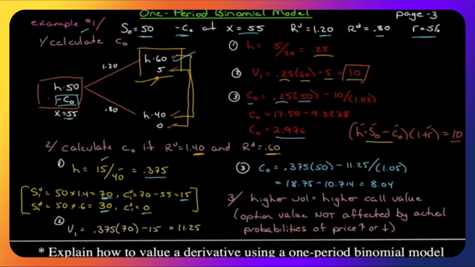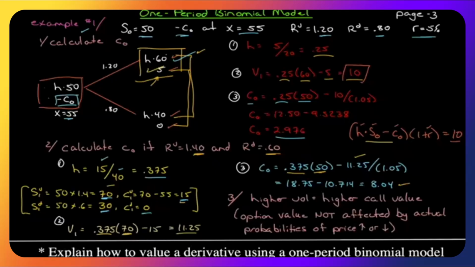Step number 2, what's the value of the portfolio up here? V1, 0.375 times 70. If the price goes up, it'll be 70, minus the value of the call, 15, you get 11.25. Finally, step 3, value the call: our initial stock position, 0.375 times 50, minus the present value of the portfolio on an up move, we get 8.04.